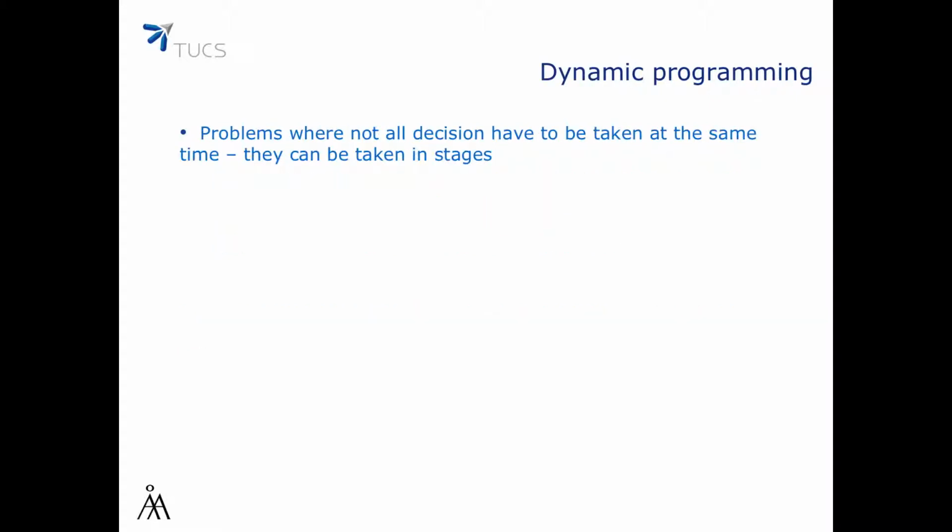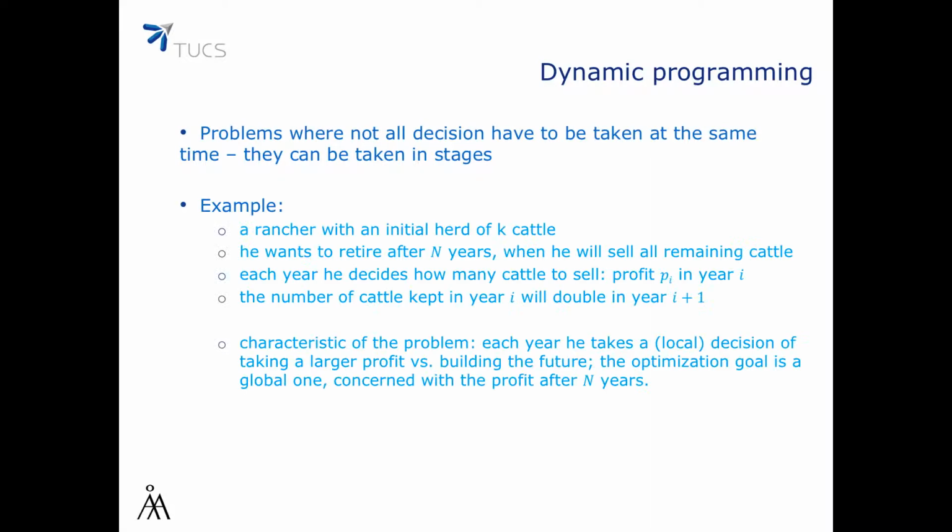Here is another type of optimization problem called dynamic programming. This refers to a problem where not all decisions have to be taken at the same time, but they can be taken in stages. Here is an example. We have a rancher and he has an initial herd of K cattle. And he will want to retire after n years, and when he does that, he will sell all remaining cattle. Each year he has a decision to make on how many cattle to sell, and he will generate a profit Pi in that particular year.